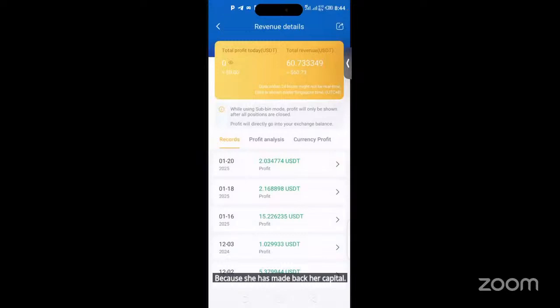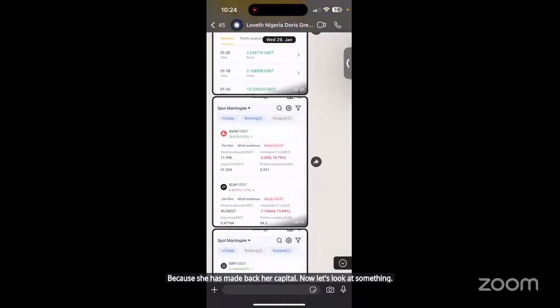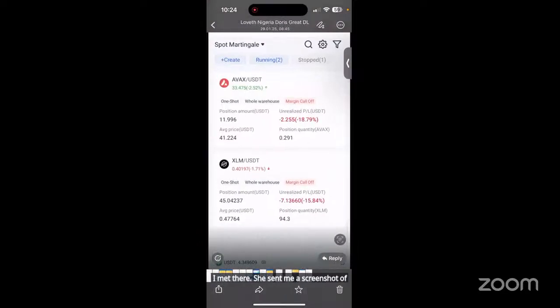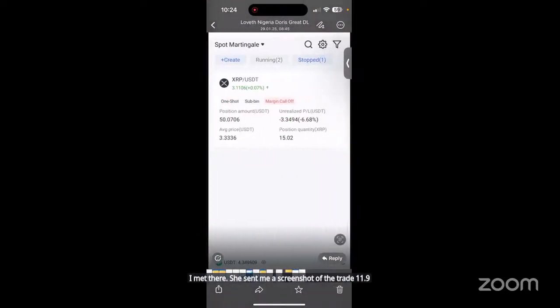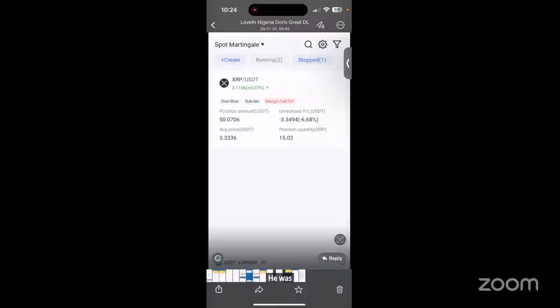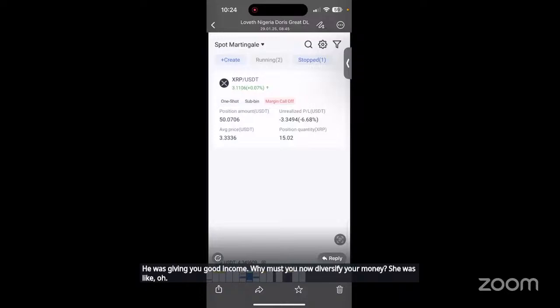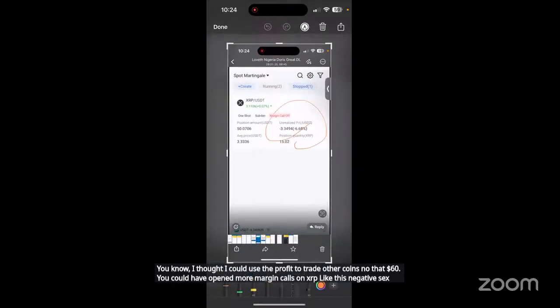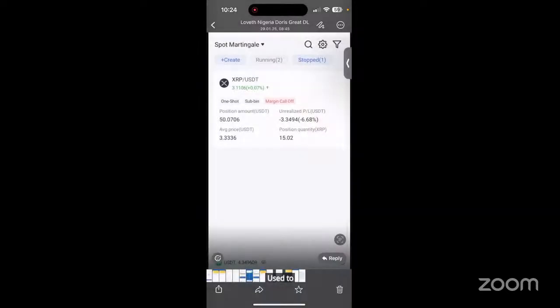Now let's look at something. She sent me a screenshot of the trade, 11.96, 45, 50. I was like, XRP was a good coin I put you on. It was giving you good income. Why must you now diversify your money? She was like, oh, I thought I could use the profit to trade other coins. No, with that $60, you could have opened more margin calls on XRP. Like this -6, you won't see it there. You would still be in profit, making small gains.